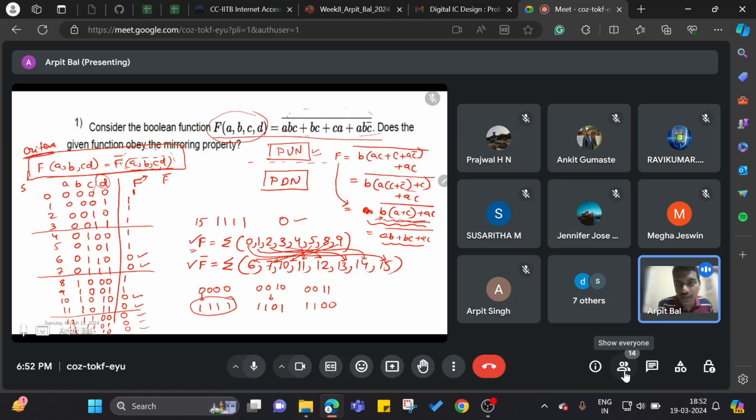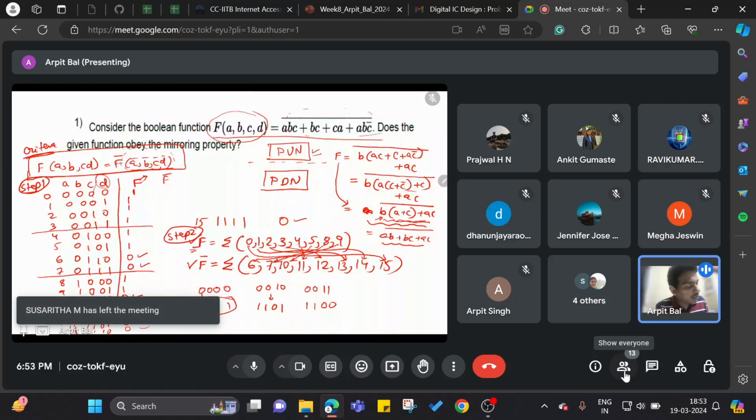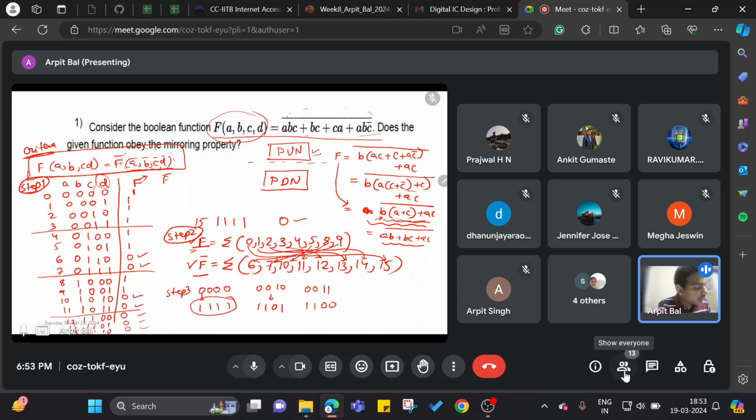So we need to satisfy this criteria to call any given function as a function obeying the mirroring property. Step 1 is to construct the truth table. Once you construct the truth table, step 2 is figuring out the equation for f and the equation for f bar. Step 3 is checking whether the complements of all the inputs present in the minterm equation for f are present in the minterm equation for f bar. If they are present, then this condition is satisfied.